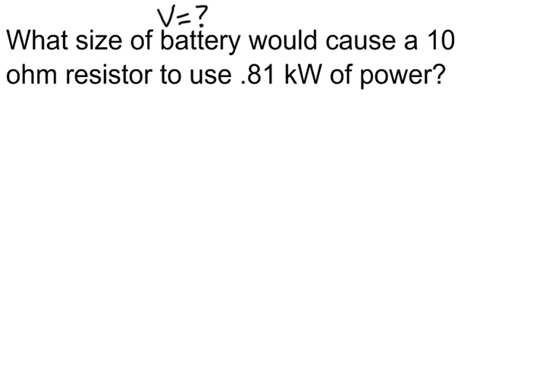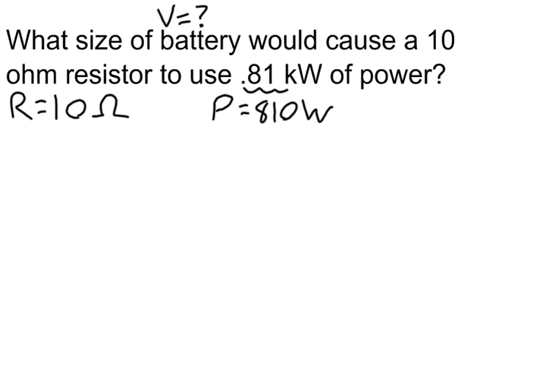10 ohm resistor, so that's resistance, R, is equal to 10 ohms. Always ask ourselves, is that an SI unit? And in this case, it is. Power is 0.81 kilowatts. Well, that is not SI units. But a kilo is 1,000. So 0.81, we want to times that by 1,000. We're going to move the decimal over 3 places. And that is 810 watts of power. So, we want V, we have R, and we have P.